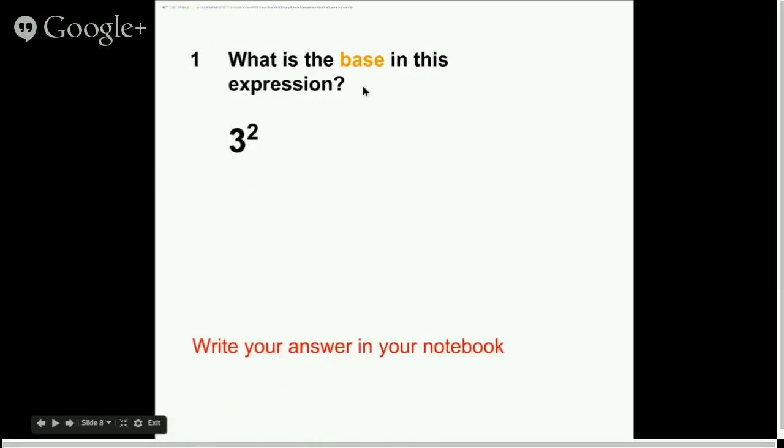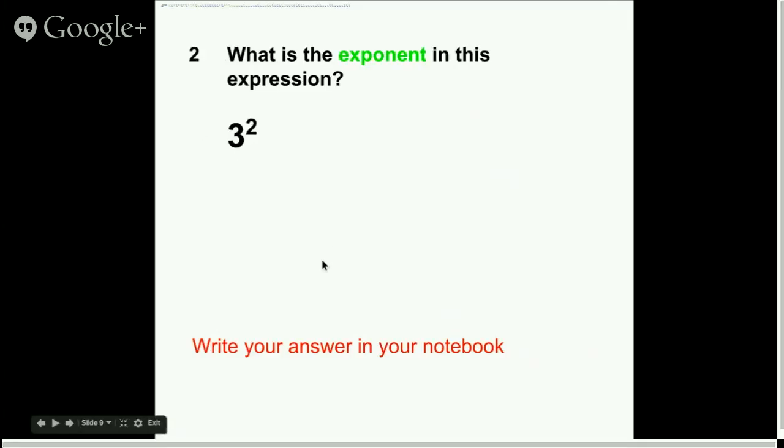What is the base in this expression? Go ahead and pause it. The correct answer is 3. What is the exponent in this expression? Go ahead and pause it. Correct answer is 2. 2 is the exponent. What's the base in this expression? Go ahead and pause it. 7 is the correct answer. What is the exponent in this expression? Go ahead and pause it. 3 is the correct answer.